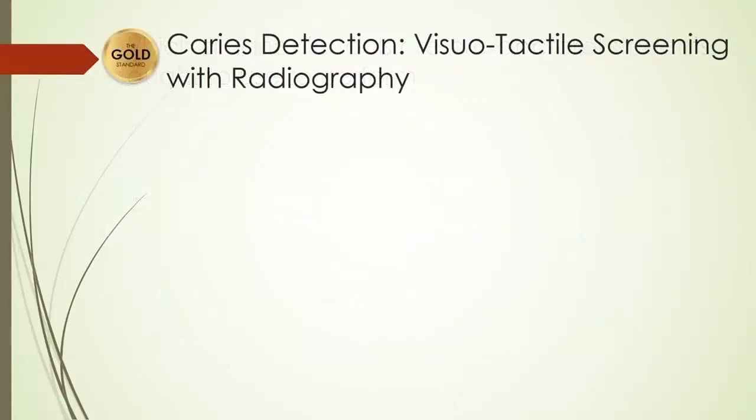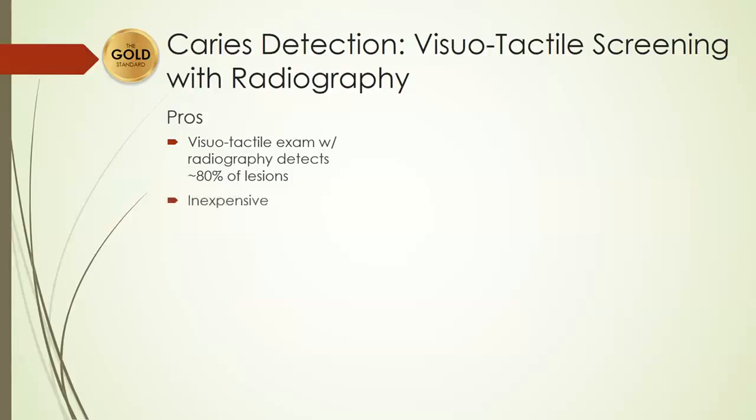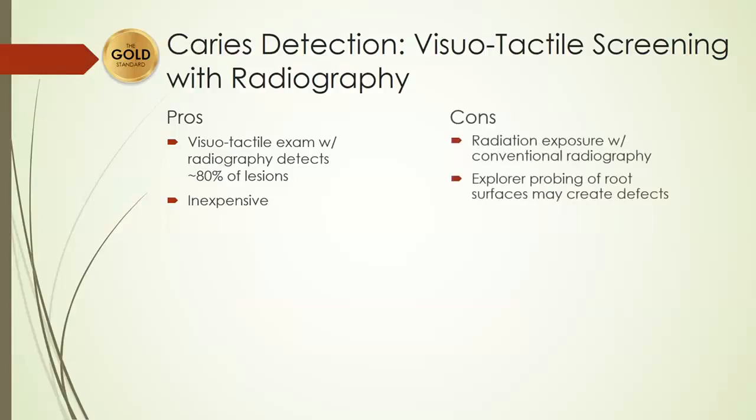These data are in agreement with the published gold standard for caries detection, which consists of visual screening using white light, tactile screening with an explorer, and radiography to provide supplemental information regarding inaccessible surfaces and depth of existing decay. The advantages of visuotactile screening with radiography are that this method detects approximately 80% of lesions, and they are relatively inexpensive to perform. However, they do involve exposing patients to radiation, and probing root surfaces may create defects. Also, diagnostic accuracy is limited in regions that are difficult to view.